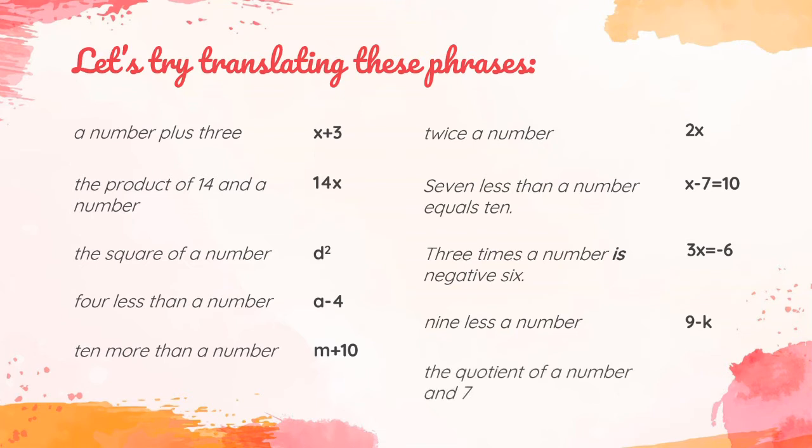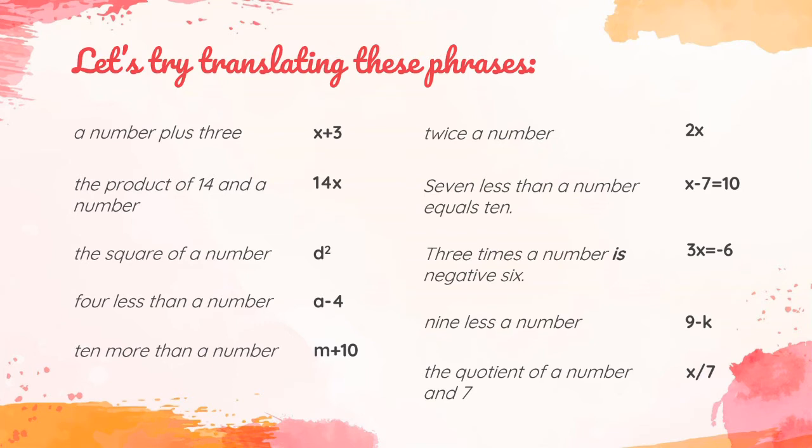Lastly, the quotient of a number and 7. Quotient is answer in division. Kaya x over 7 o kaya x divided by 7. So, tapos na tayo sa translating phrases to algebraic expressions. Na-refresh ba yung lesson na yon?